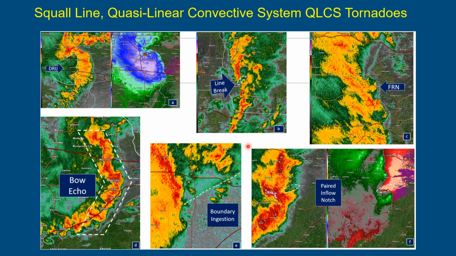Another type of system we deal with, sometimes with these bow echoes or squall lines, we can actually get vortices along them, and we can get kind of weak, quick-hitting tornadoes along squall lines. We sometimes refer to these as quasi-linear convective system tornadoes, QLCS tornadoes, and we definitely get these around here. They can be very, very difficult to warn for.